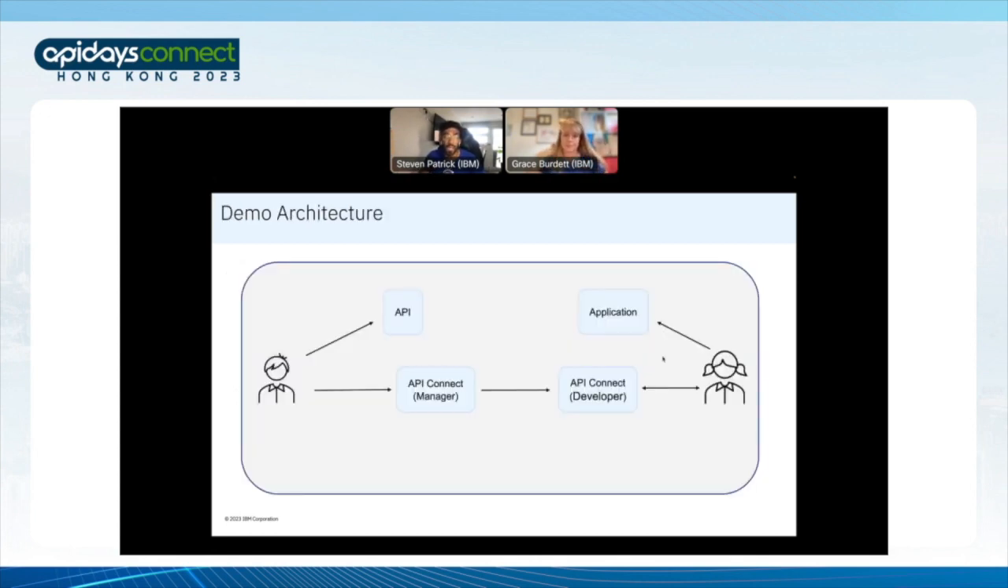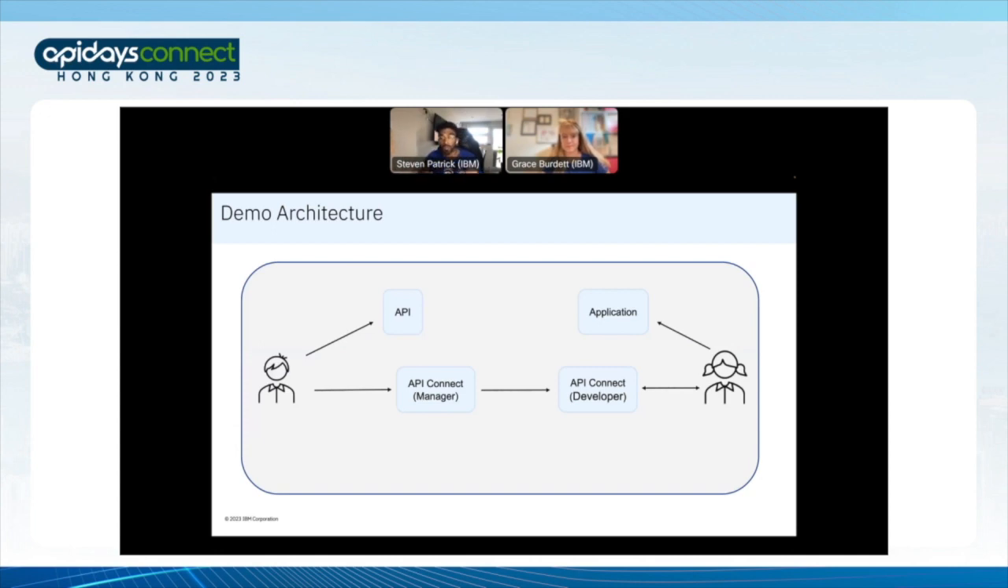So the architecture we're looking at today, keeping those two personas in mind, as mentioned: I'll have this API in mind that I want to develop, and I do so within the API Connect Manager portal, which is slightly different from the portal that you'll see Grace display. I will use the manager tool to develop my API, deploy it as a product, and then publish it through to the developer portal that Grace has access to.